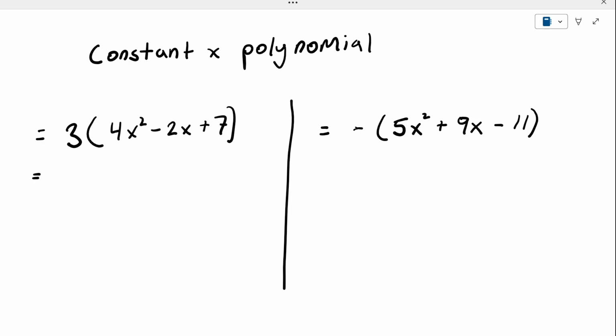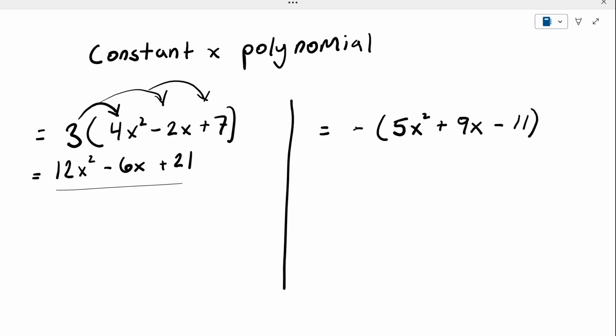The way that we can multiply a constant number into a polynomial is by multiplying every term in that polynomial by the constant number. So first we can do 3 times 4x squared. That is 12x squared. Next we can do 3 times negative 2x. That is negative 6x. And finally we can do 3 times 7. That is 21. We have successfully multiplied the polynomial by a constant value of 3.